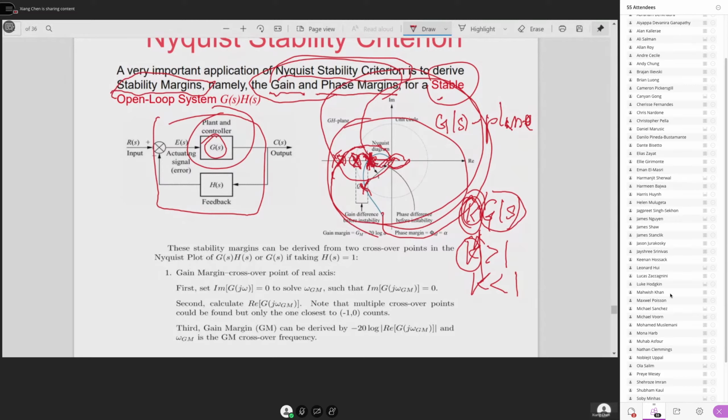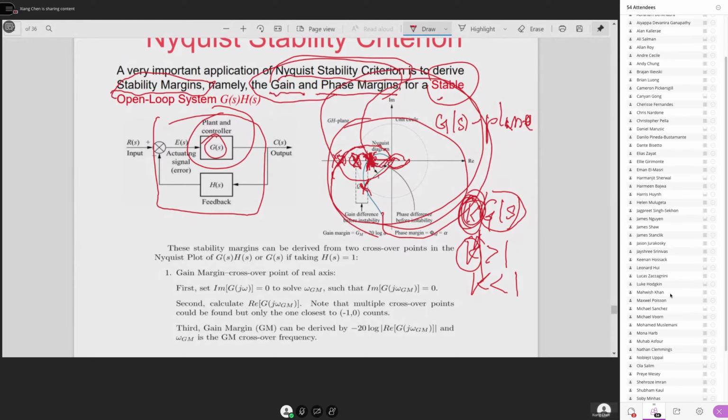Apparently, if we know this crossover point, then we should be able to know how much increase in the gain K is possible. This point actually gives me the margin for how much gain K could be increased. So that's why we say this point is the gain margin, related to the crossover point. How to calculate it? I have the formula here, but I don't think I have the time to talk about it.